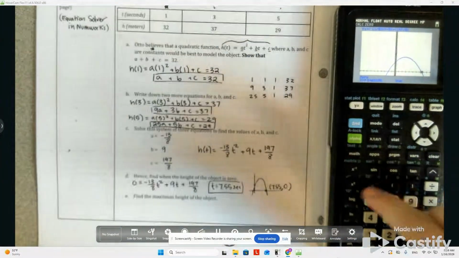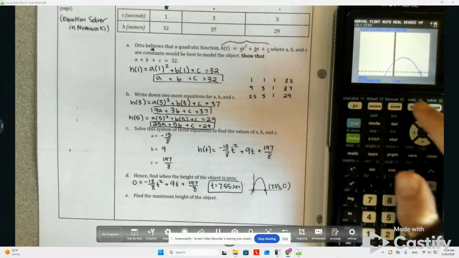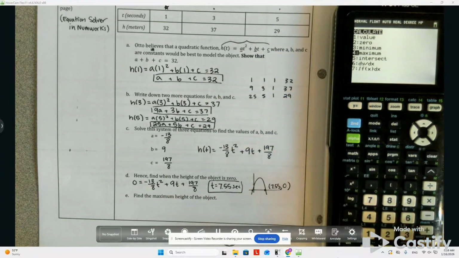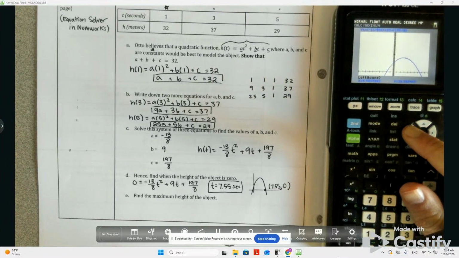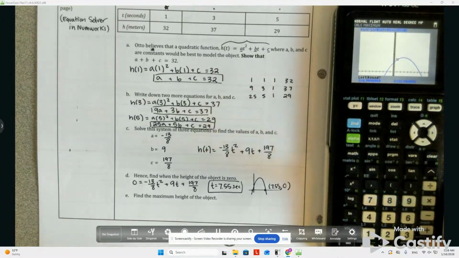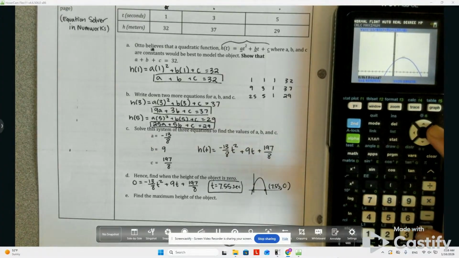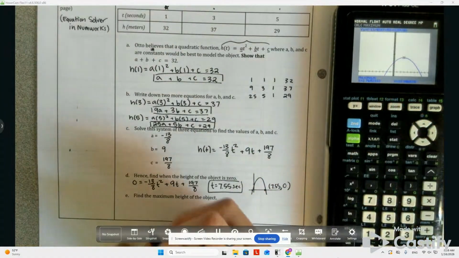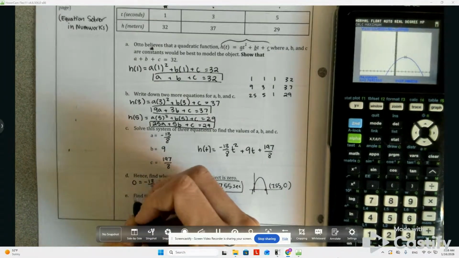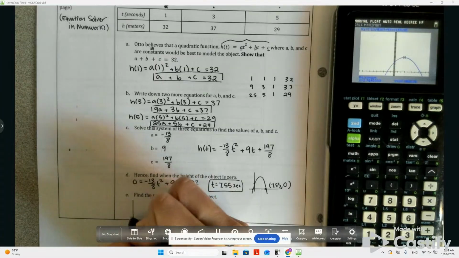Find the maximum height, second trace, maximum. We'll go left bound to the left of it, right bound to the right, and I guess we can just hit enter through that. And there we go. So the maximum height we have, I'm going to sketch out the point.